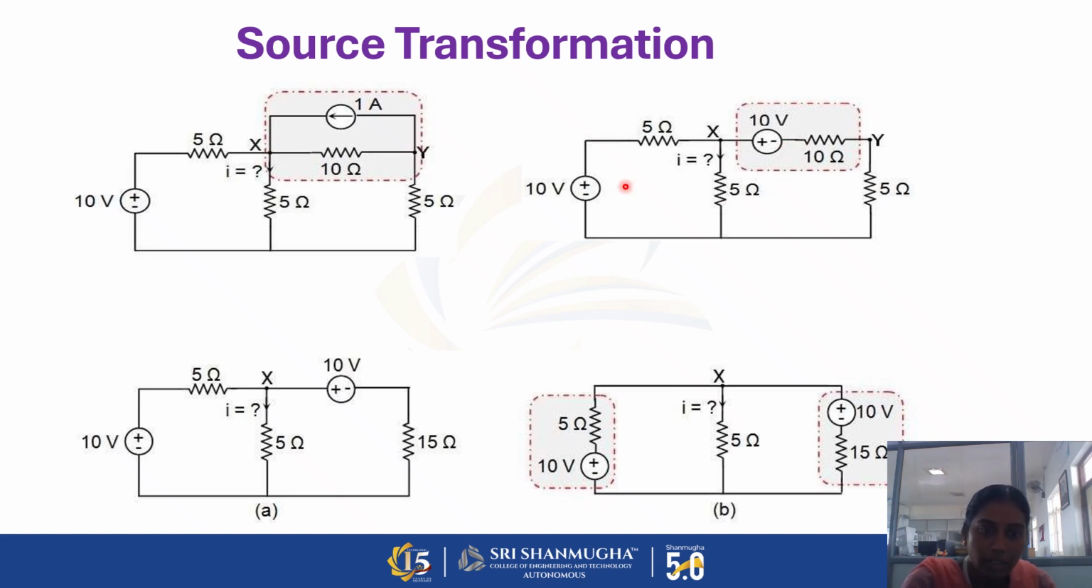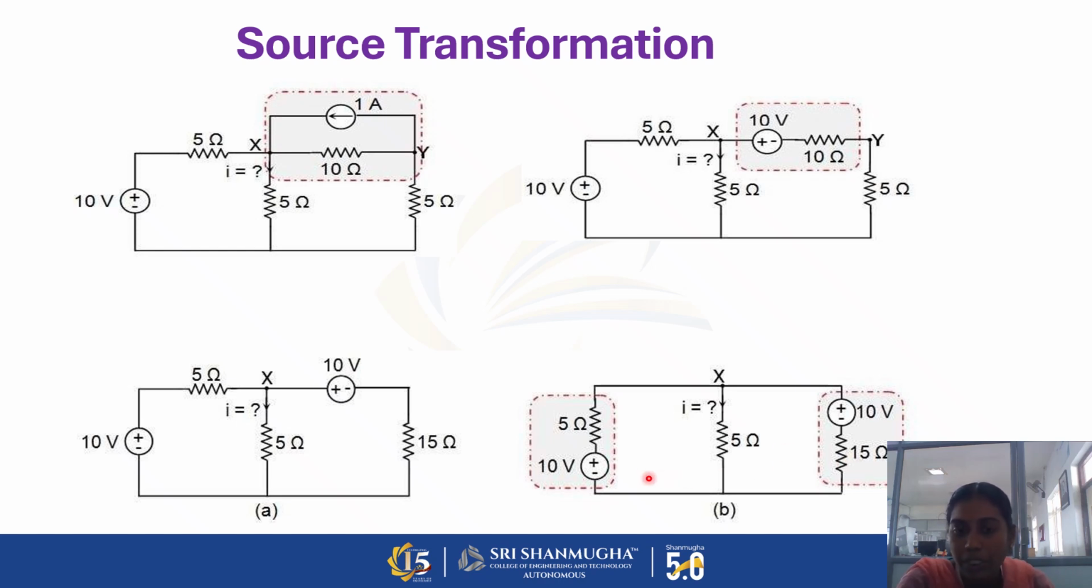Then we can easily add these two resistors because they are connected in series. So 10 plus 5 is converted into 15. Then in the next step, this 5 ohm is taken here as a series. In the same way, the 10 volt voltage source is connected in the same branch. So look at this: a voltage source is connected in series with a resistor.